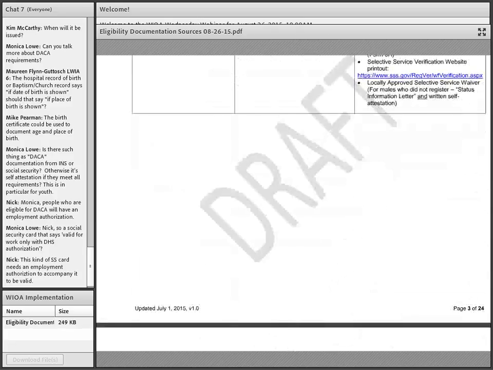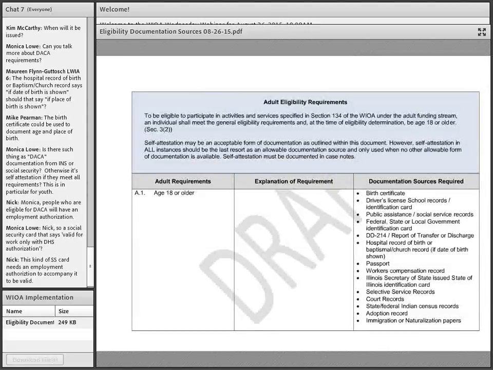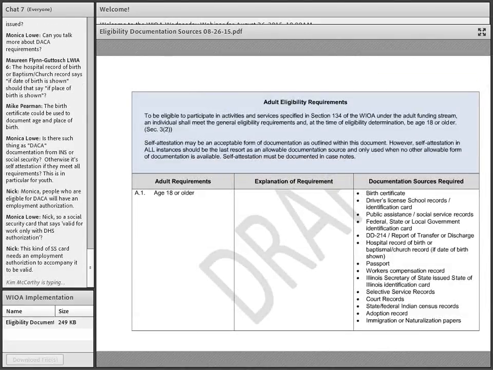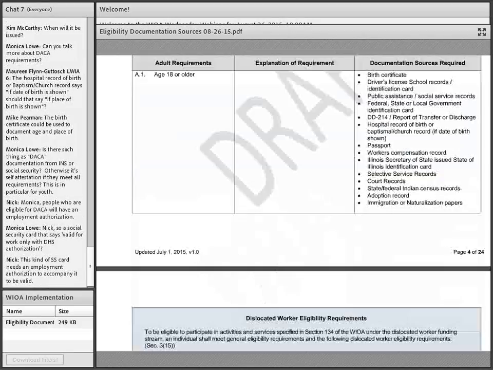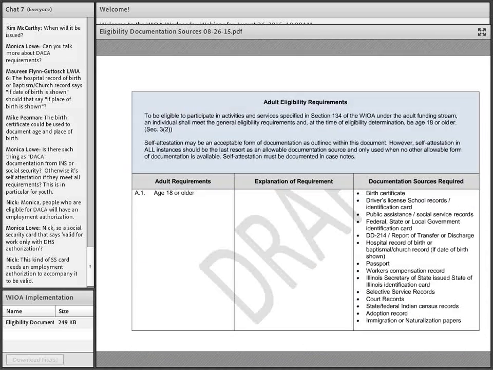So the next section in here, we start getting into the actual programs and the documentation. First, the eligibility requirement on the left, and then the documentation sources that apply to that on the right. The first section is adult, and there is really only one additional criterion for being determined an adult. You have to meet the general eligibility, and then you have to be at least 18 or older, and then you can utilize any of these sources on the right to verify that.